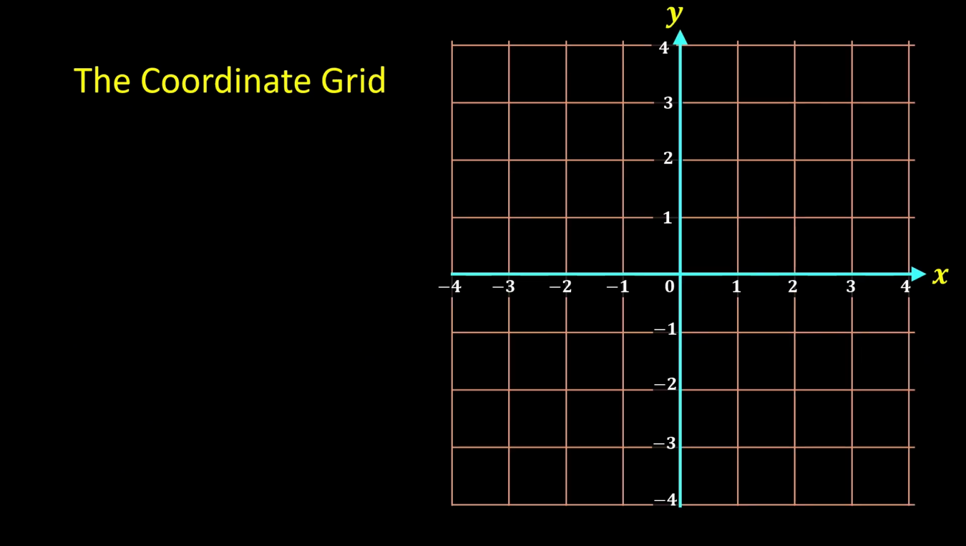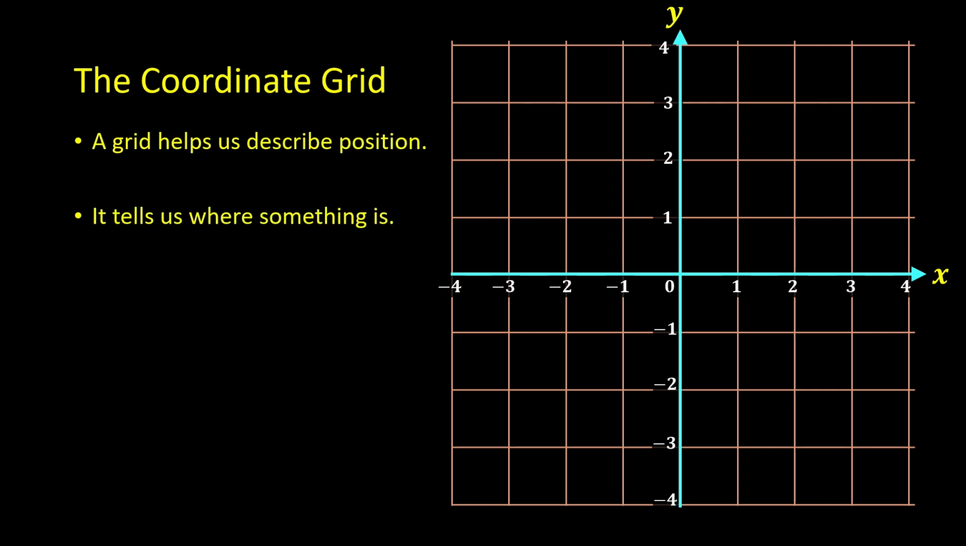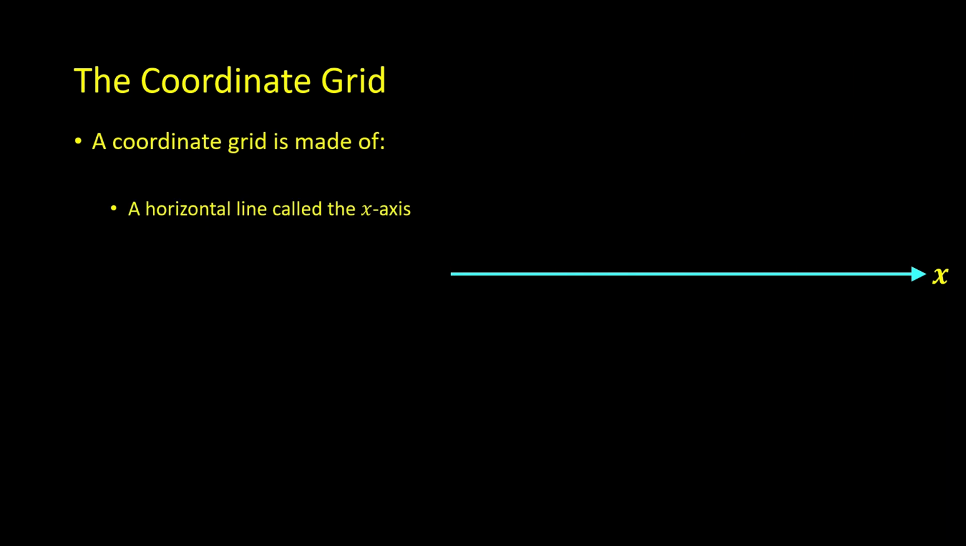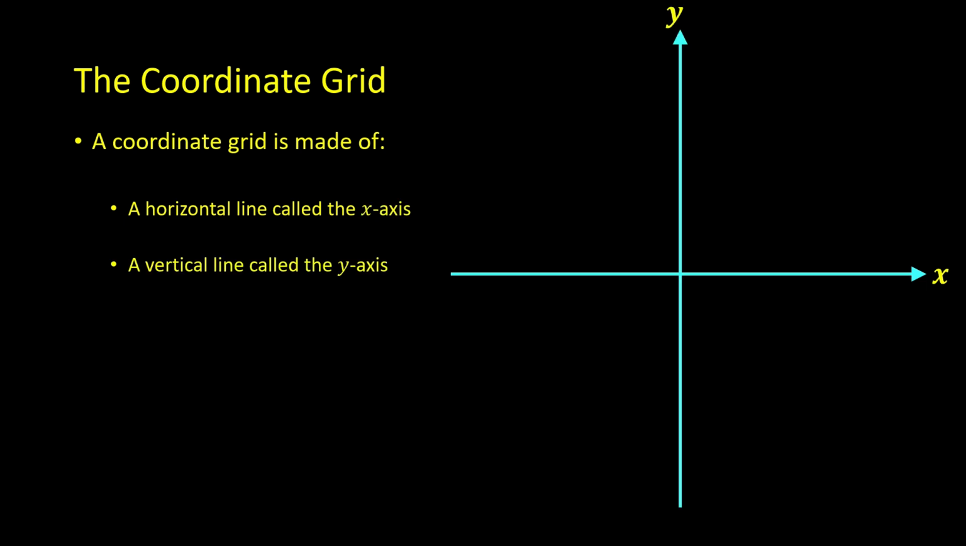The grid helps us describe position. It tells us where something is located. For example, we use grids in maps, on chessboards, and even when naming streets in a city. In mathematics, we use a grid to show the position of points. A coordinate grid is made of a horizontal line called the x-axis and a vertical line called the y-axis.